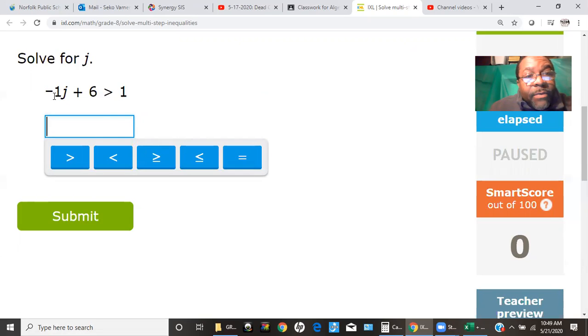Okay, check it out. We have -1j plus 6 is greater than 1. So what do we want to do first? First things first, the first thing we want to do is move this +6. So how are we going to do that?